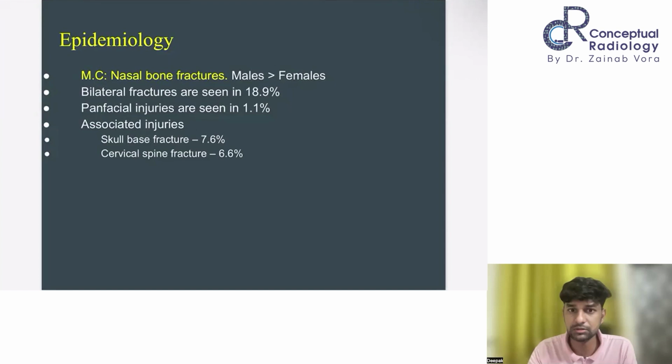The most common is nasal bone fracture, as it is in the slide. Bilateral fractures are relatively common compared to other sites. It's because the force on one side usually dissipates on the other side, and it is especially seen in the mandible. And whenever you see facial injuries, you have to look for skull base and cervical spine fractures.